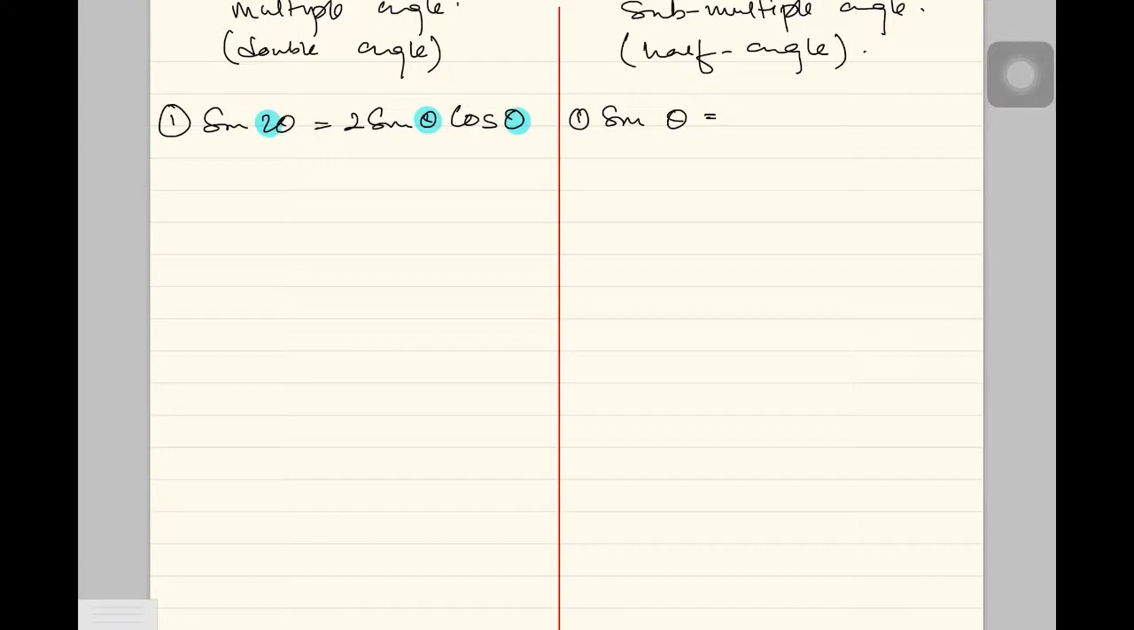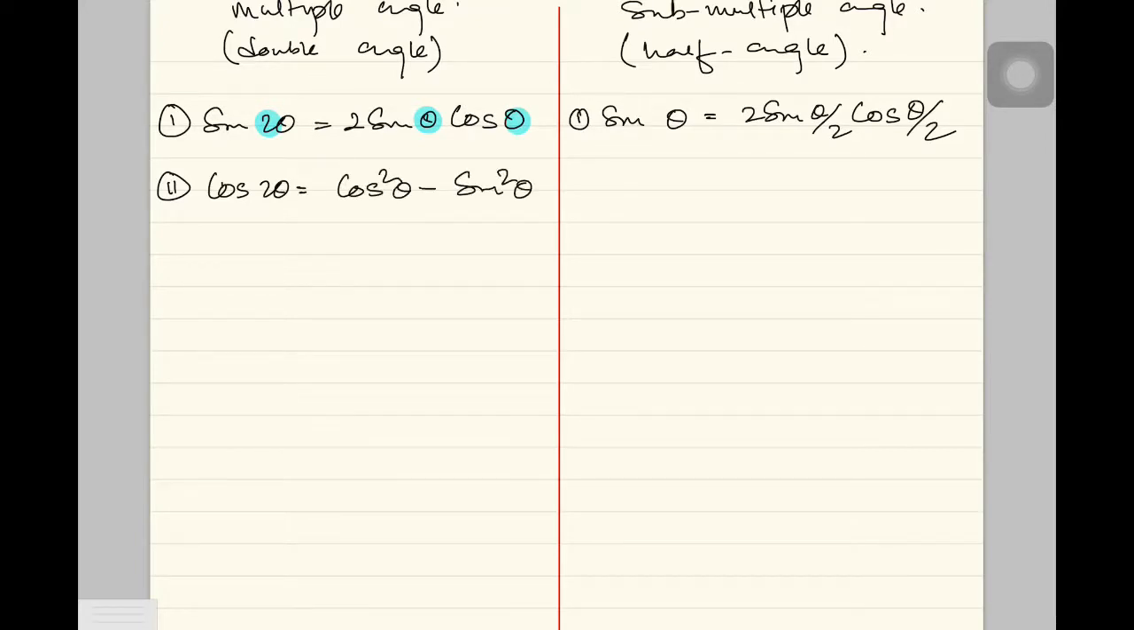Half means divide by 2. Divide all the angles by 2. Then 2 sine theta by 2 cos theta by 2. See, all the angles have been halved, correct? Then number 2, cos 2 theta. The formula was cos square theta minus sine square theta. And then here I'll write cos theta, that's cos square theta by 2 minus sine square theta by 2. I have halved all the angles.